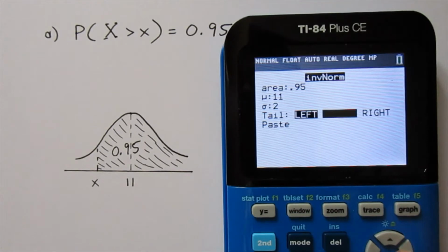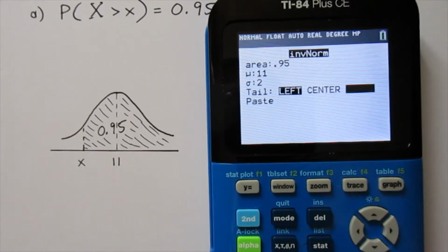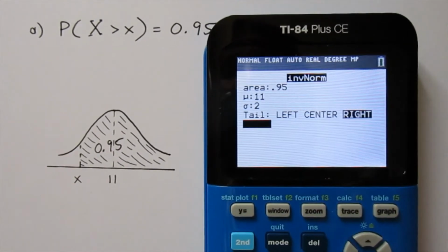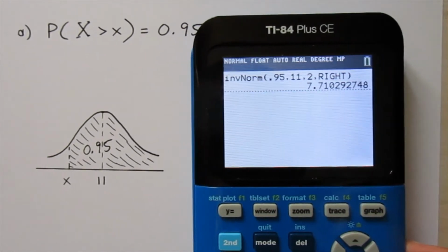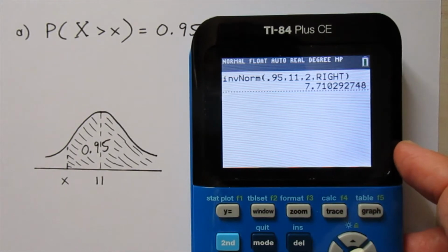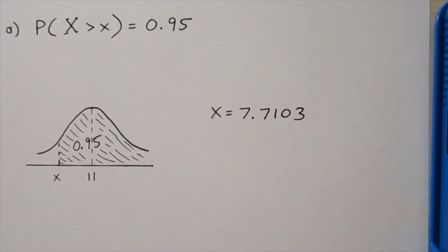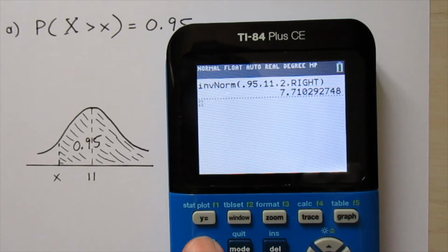So I have to use the cursor button. See it down here? Go over to right, highlight it, and press enter. And then press the down arrow to paste, and press enter. And it's giving me the unknown x value, 7.7103. How does that look? So that's the answer, 7.7103.